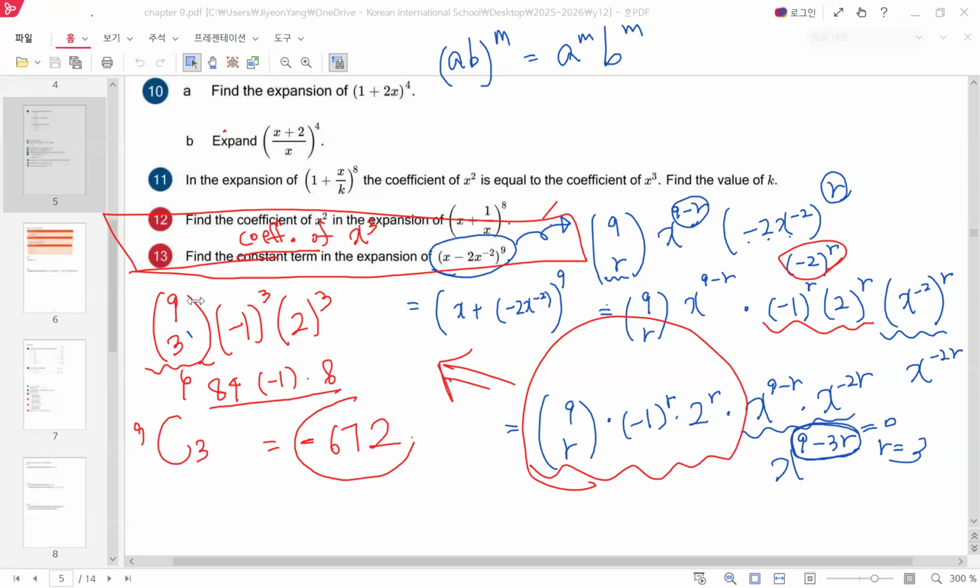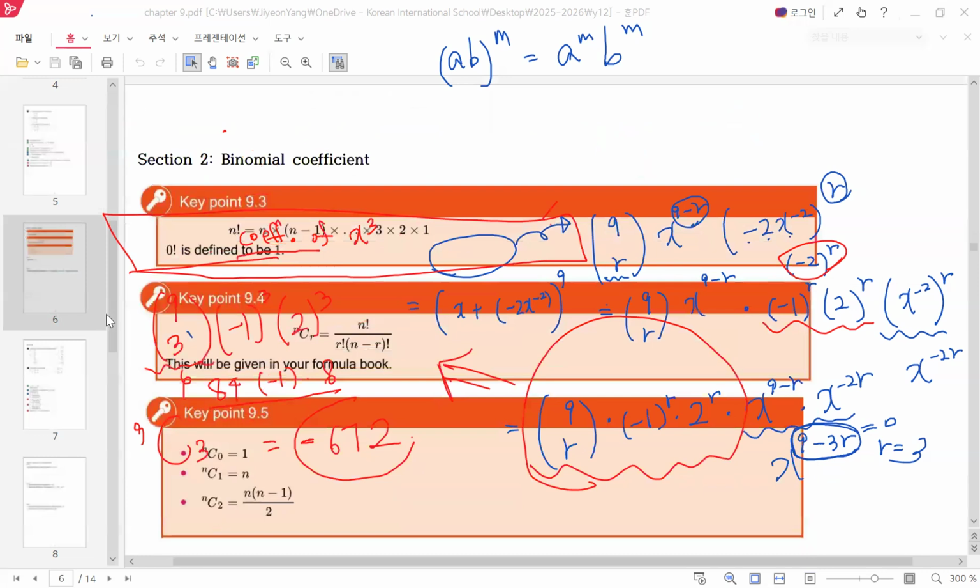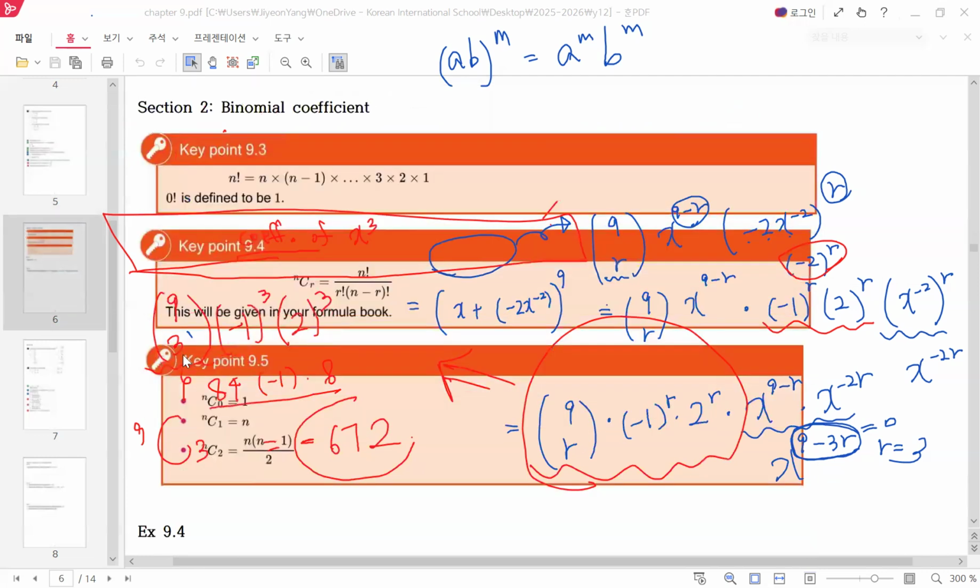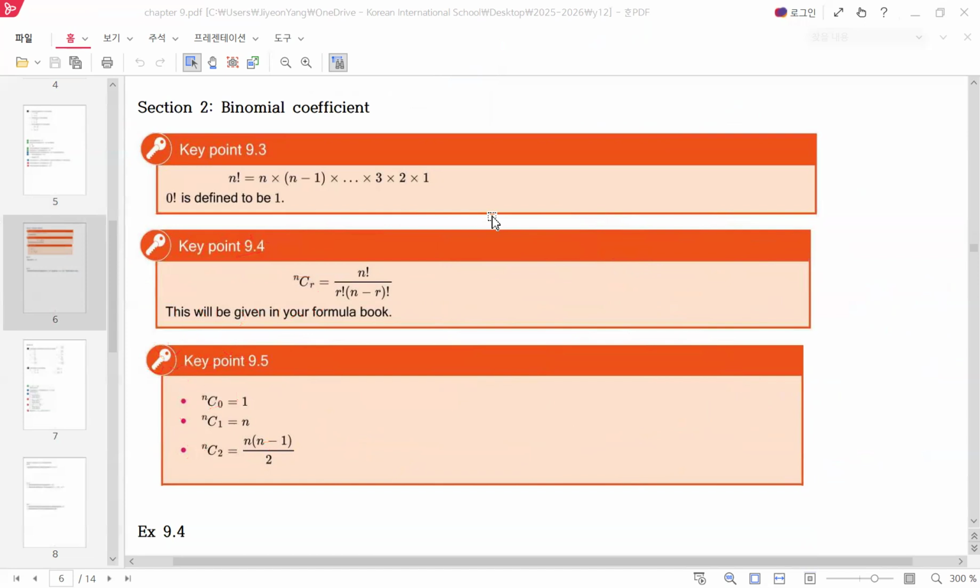Use your calculator and find the number. We are going to learn how to find this combination number now here.